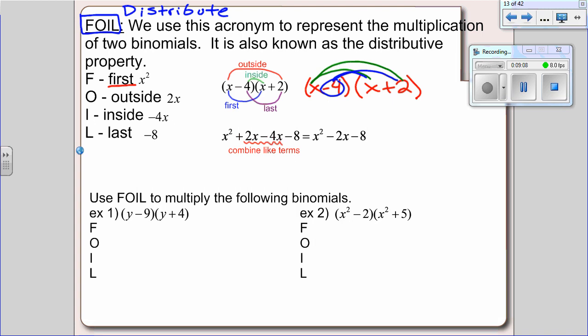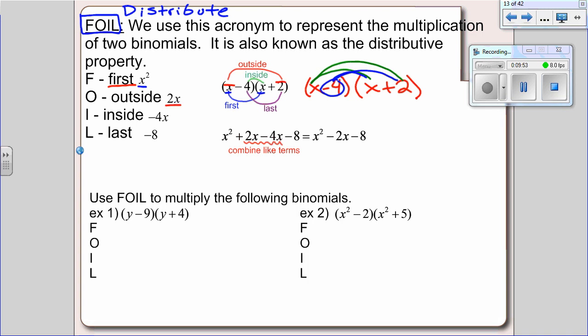And that means you take the first term of each binomial and you multiply it together. So the first terms would be x and x. So the F in FOIL means multiply the first terms together. X times x gives me x squared. The O in FOIL stands for the outside term. So if you look at this binomial times binomial, you have 2 terms on the outside and 2 terms on the inside. See how that works? So the O stands for the outside terms. That's the x and the 2. So when I multiply the x and the 2, it gives me 2x.